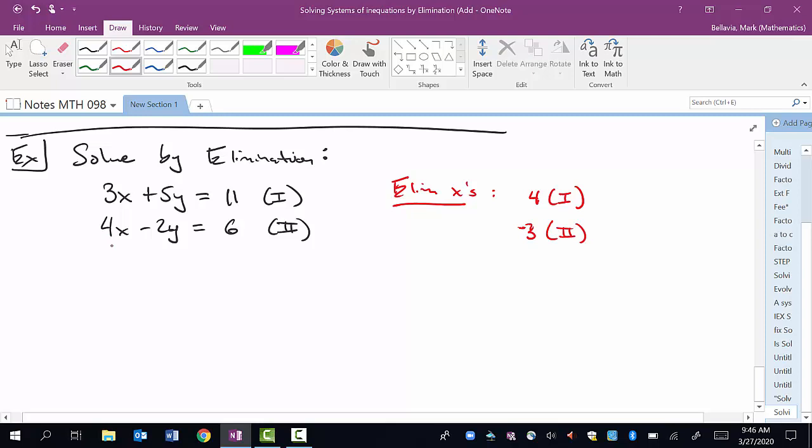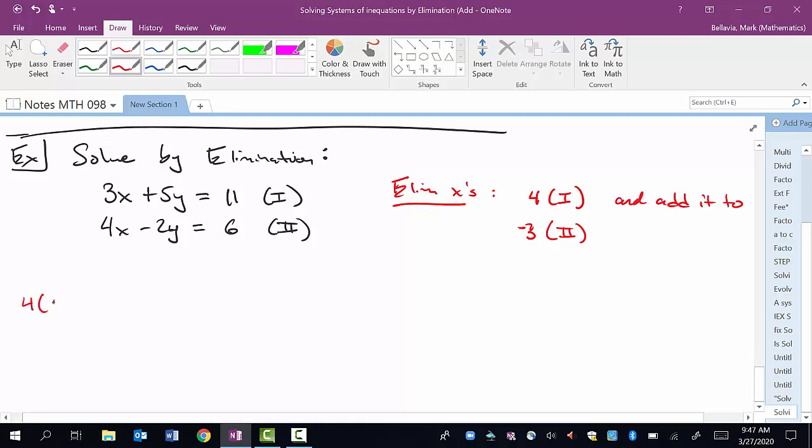So because negative 3 times 4 will give me a negative 12. So 4 times 3 will give me a positive 12 for the first one, negative 3 times 4 will give me a negative 12 for the second one, and then we can work with this. So you do 4 times equation 1 and then add it to negative 3 times equation 2. So that's what we're going to do. And that's because I chose to eliminate x's. If you chose to eliminate y's, you do something different.